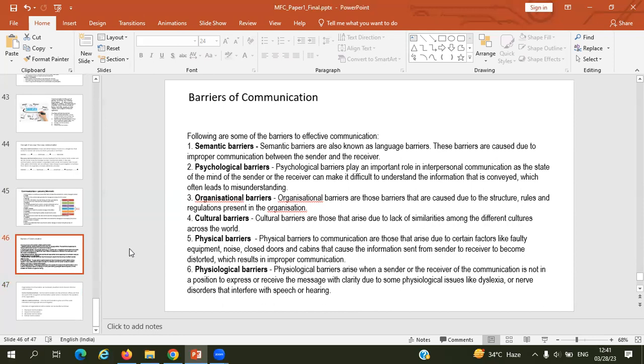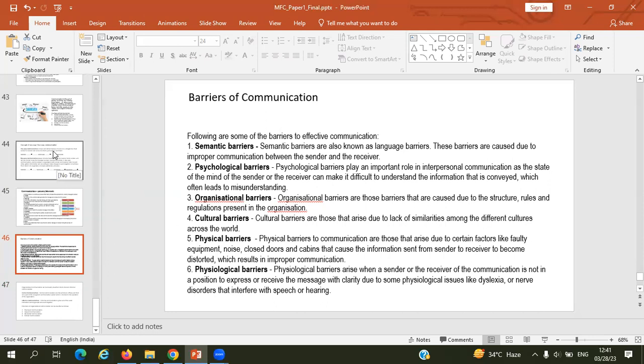There are another two or three points we'll read in the next class. This is an important topic, barriers to communication. What is actually stopping good communication in any organization? And there are a few more concepts we'll read and close this unit in the next class.